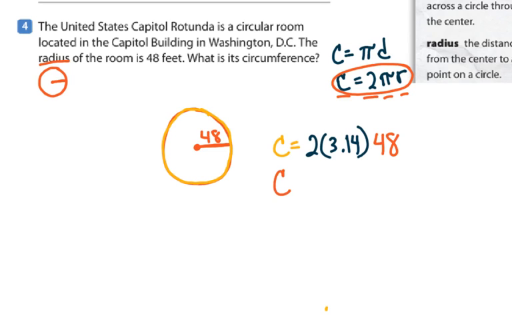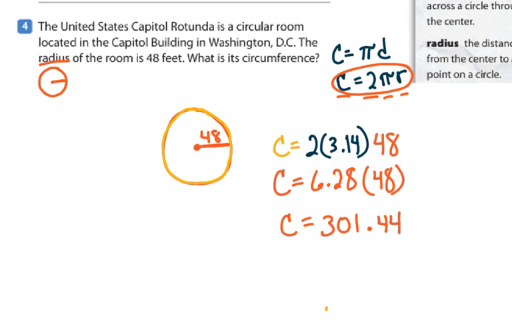So 3.14 doubled is 6.28. And then that times 48. Well, then I'd probably just grab my calculator to do that calculation. And when you multiply that out, you get that the circumference is 301.44. So that gives me my circumference.